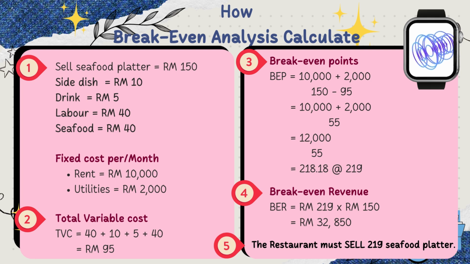Why do we calculate break-even revenue? Because we want to know the total RM the restaurant must get to reach the target. So 219 multiplied by RM115 will get RM32,850. The last step is you must conclude all the calculations we did. So the restaurant must sell 219 seafood platters.